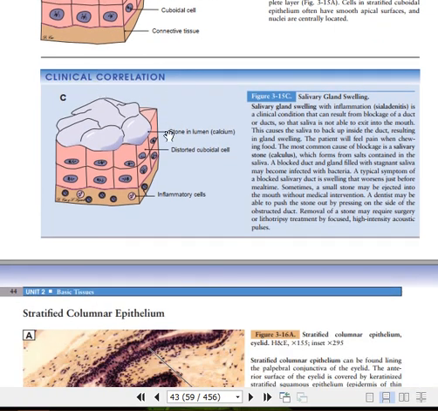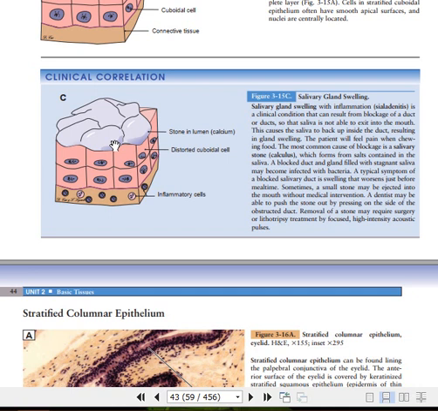Now, the clinical correlation of stratified cuboidal epithelium. Since this is the stratified cuboidal epithelium of the salivary gland, we are going to see a clinical presentation of salivary gland swelling due to a calculus. Salivary gland swelling occurs with inflammation. Inflammation of the salivary gland is called sialadenitis. It's a clinical condition. Salivary gland swelling occurs when there is blockage of a duct. You may have inflammation of the salivary gland due to blockage of the duct, or you may not, but usually it's due to blockage of a duct.